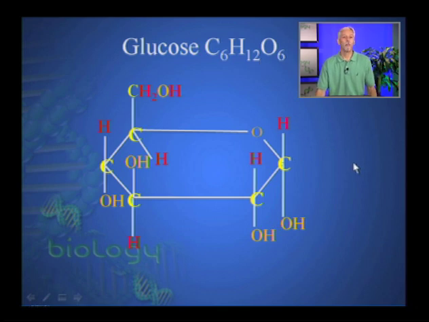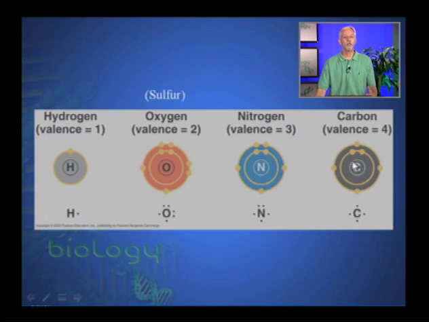Now let's look at another monosaccharide. Oh, and I should mention that it's helpful in figuring out these structural formulas to know the number of bonds that some of these elements form. For example, hydrogen will form 1 covalent bond, oxygen will form 2 covalent bonds, as will sulfur because they're in the same chemical family. Nitrogen will form 3 chemical bonds. Carbon will form 4 chemical bonds.